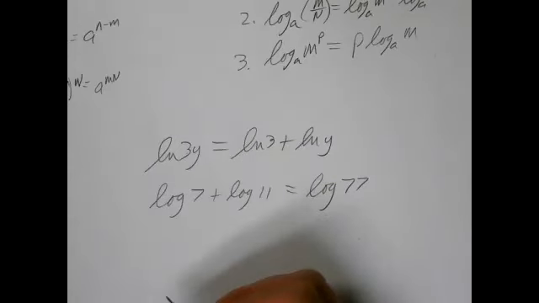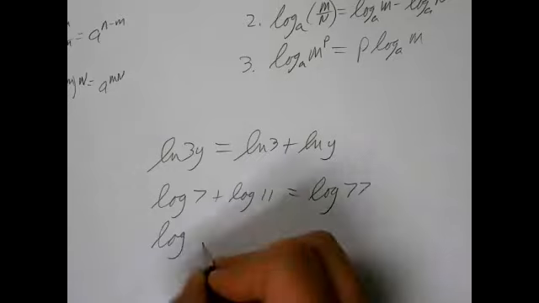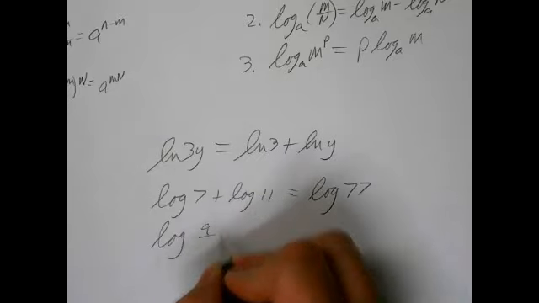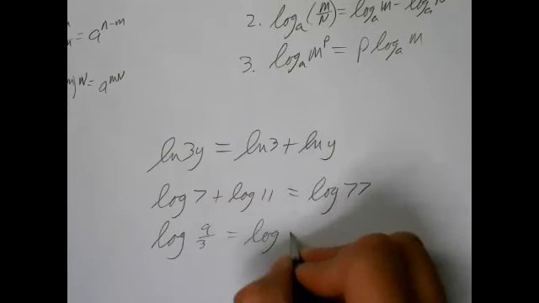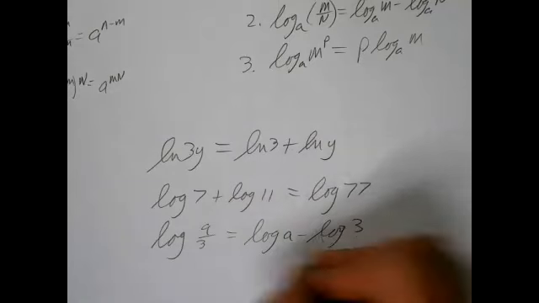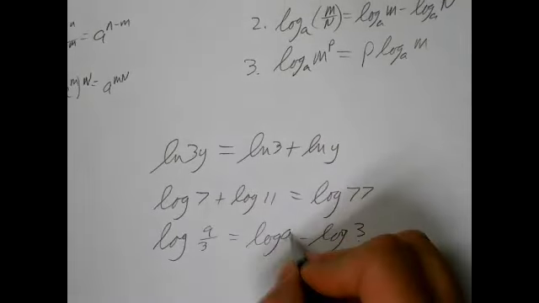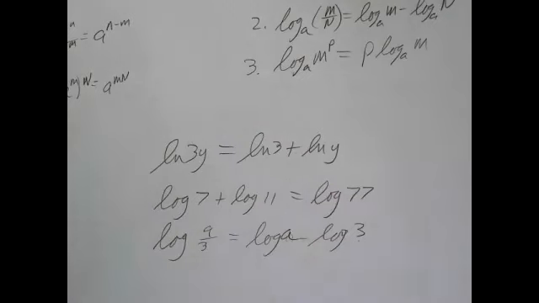Moving on to some of the other rules. If you had the log of a over 3, that could become log of a minus log of 3. And again, this a, let me write that a little bit better, is not a subscript, it's the a, all right?